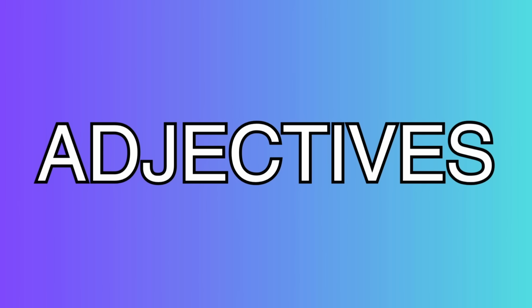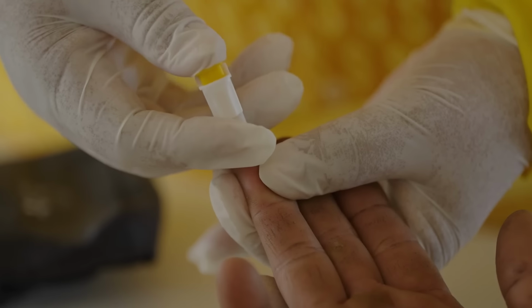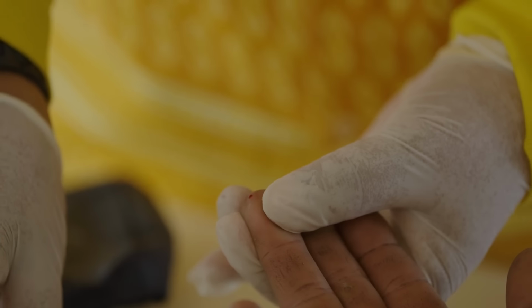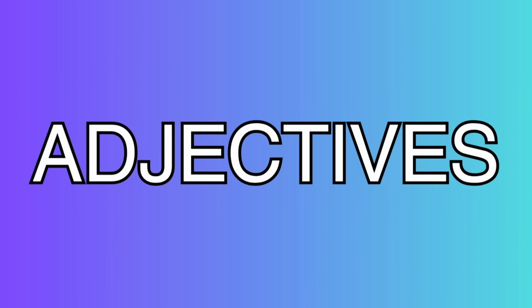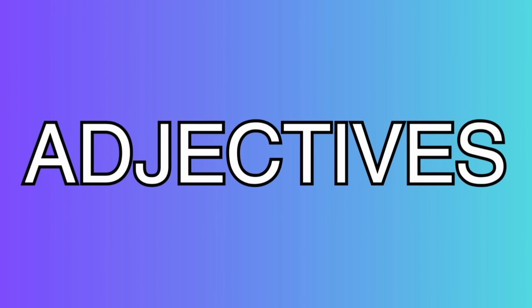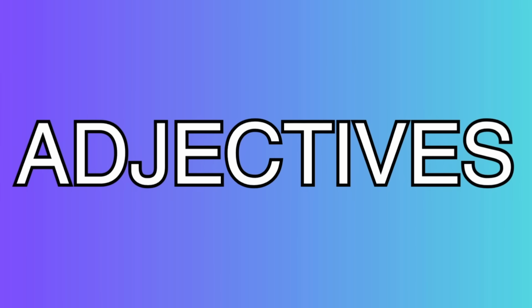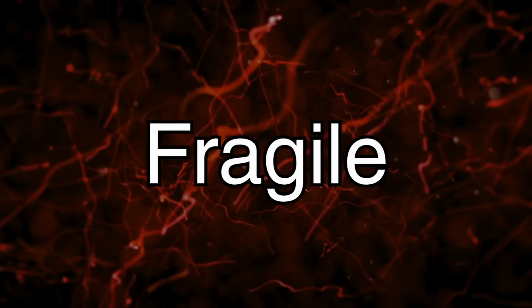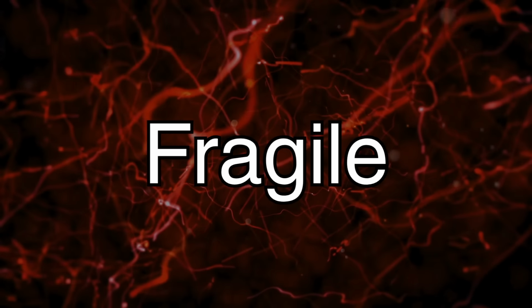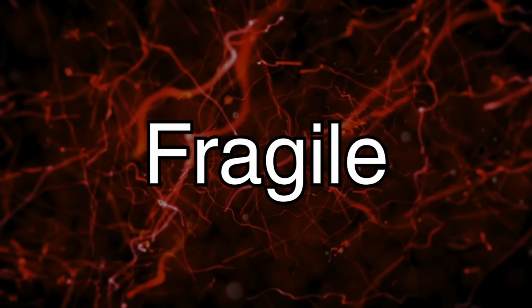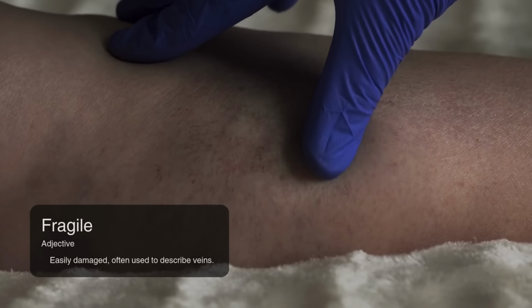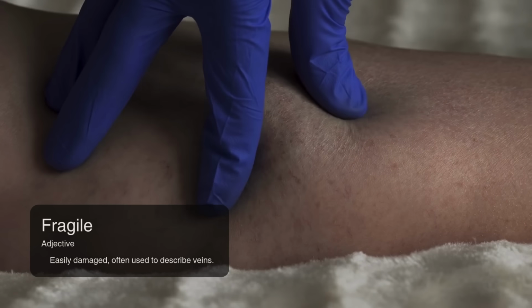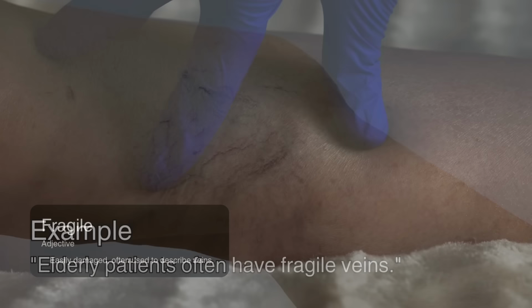To describe veins, needles, and blood samples accurately, you need the right adjectives. This section will help you use precise language when assessing patients and handling samples. Our first adjective is fragile. And this describes something which is easily damaged, often used to describe veins.